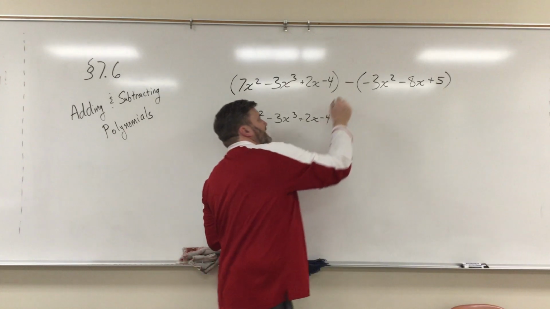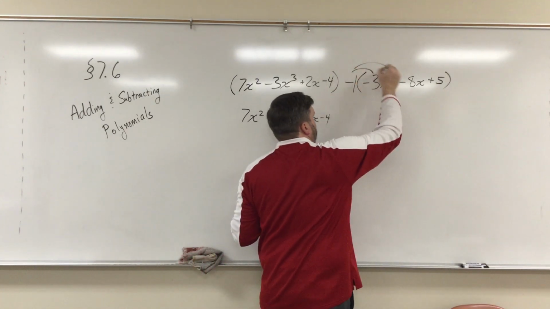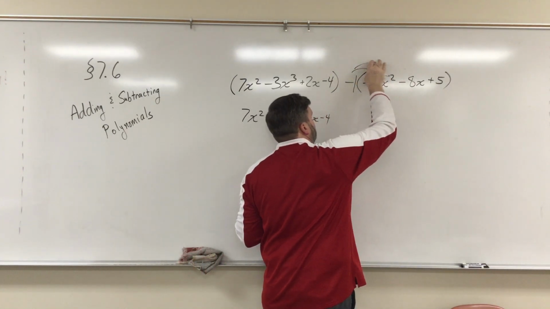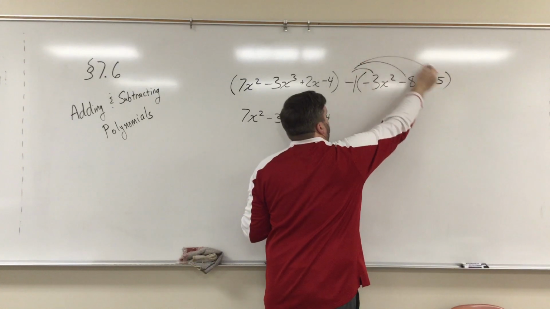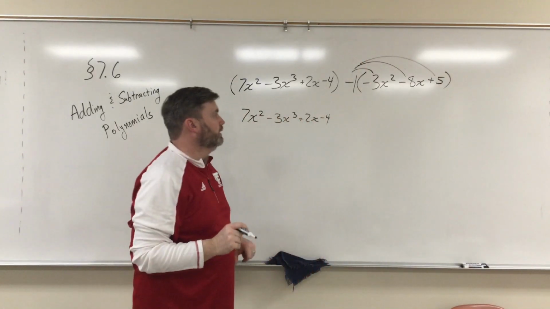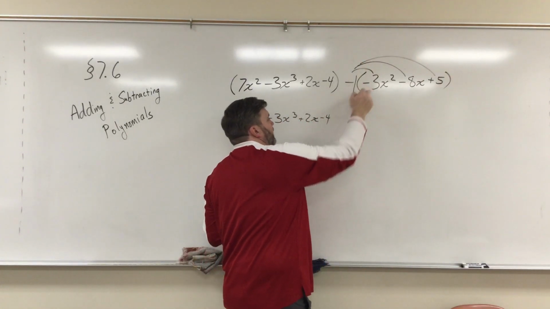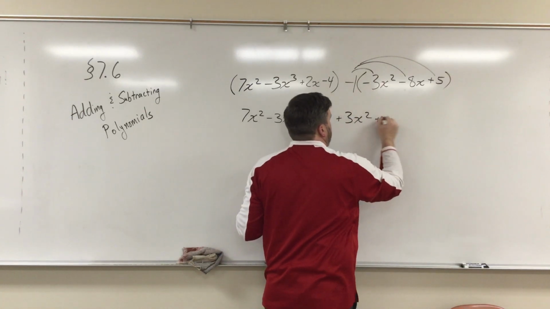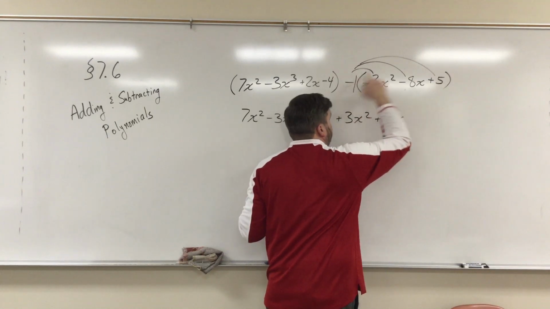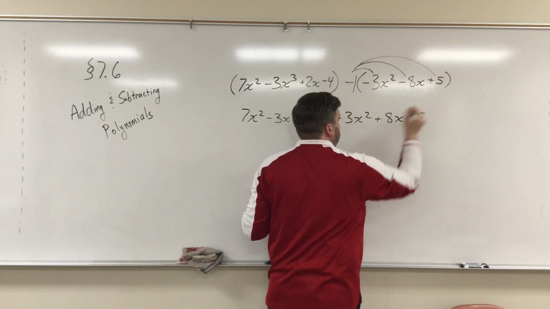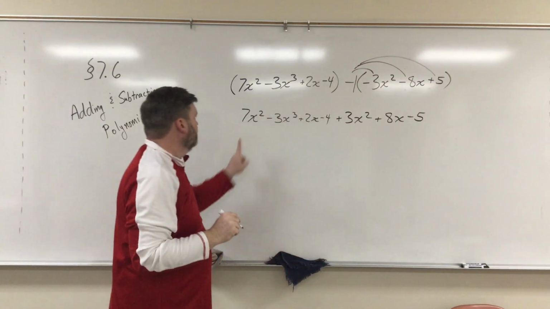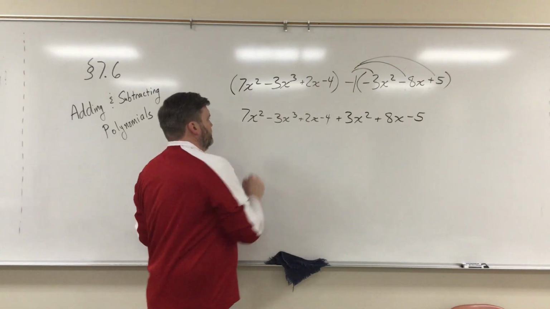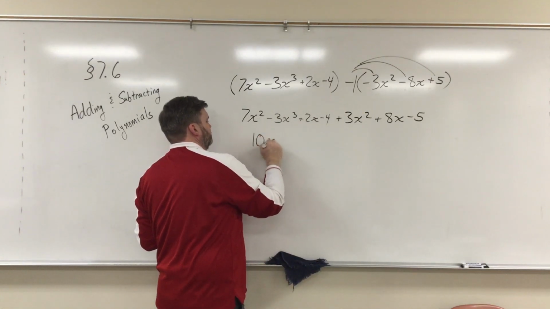But this is a negative 1, so I can't just drop the parentheses. Oh, distributing that one twice. I have to distribute that negative 1. Negative and a negative make a positive. Negative and a negative make a positive. And negative and a positive make a negative. Squared and squared, that'll give me 10x squared.